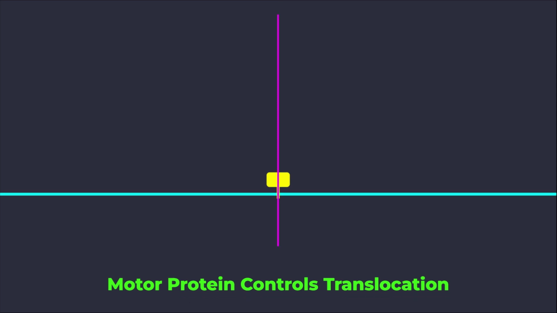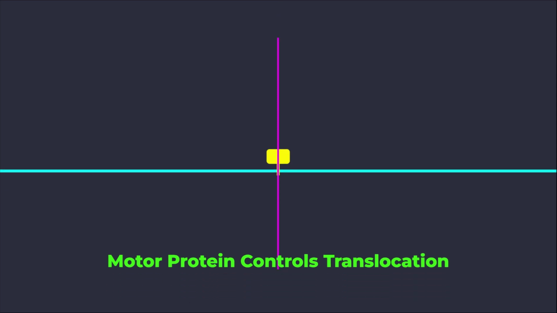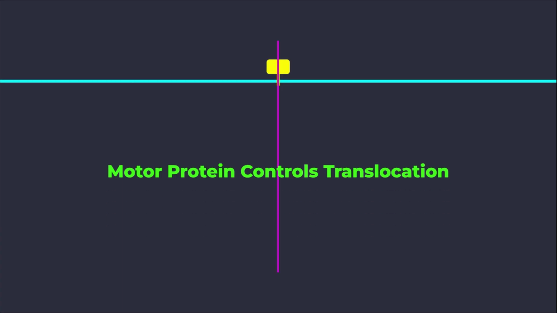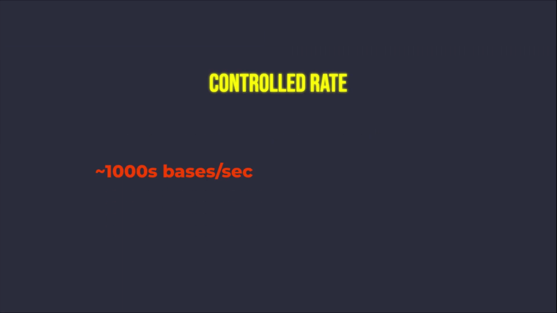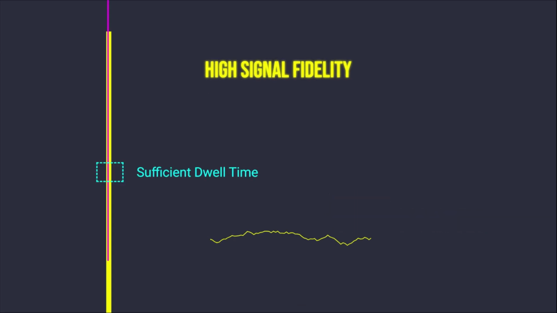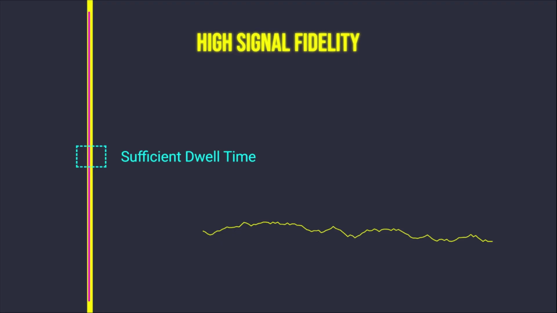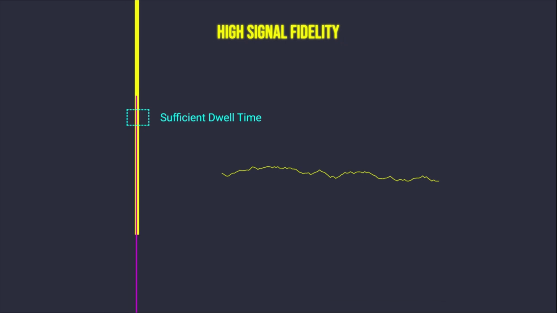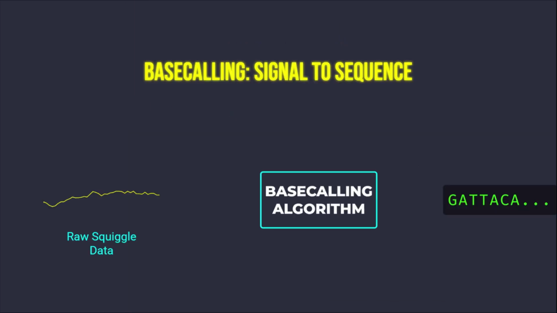The motor protein binds to the adapter and acts as a molecular brake, ratcheting the DNA strand through the pore one base at a time, or in controlled steps of several bases. This controlled movement slows the DNA passage rate from thousands of bases per second down to approximately 450 bases per second. This ensures sufficient dwell time for the electronic measurement system to accurately register the current changes associated with each k-mer, maximizing signal fidelity. The raw electrical data, the squiggles, are digitized and streamed in real time.